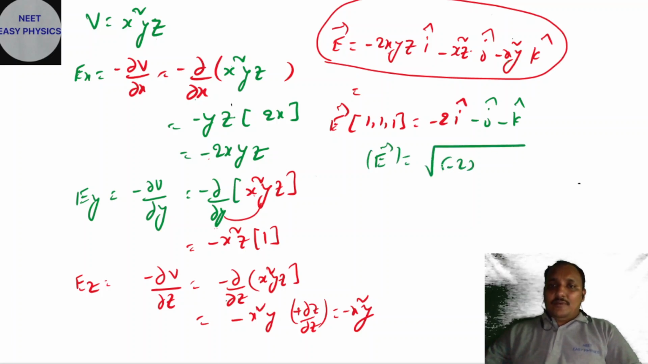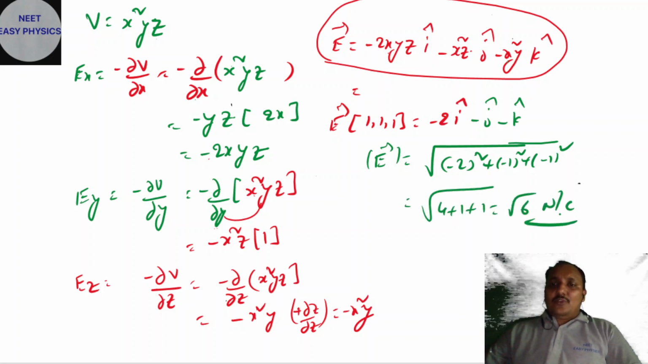Root of minus 2 whole square, minus 1 whole square, minus 1 whole square. Because squares are coming, you don't need to take the minus, directly you can take. So 4 plus 1 plus 1, so that is going to be root 6 Newton per Coulomb. So like this you can do n number of problems.